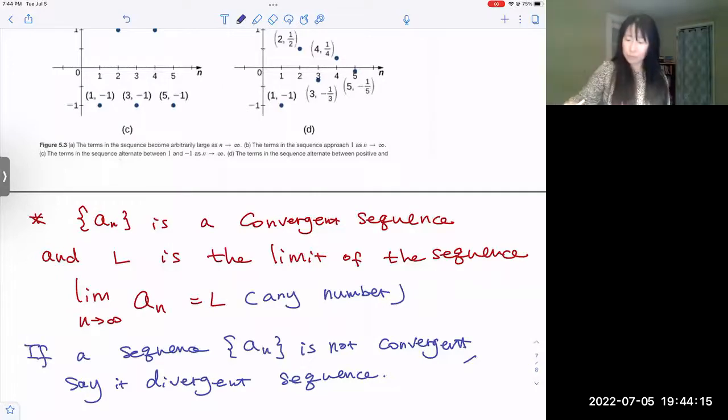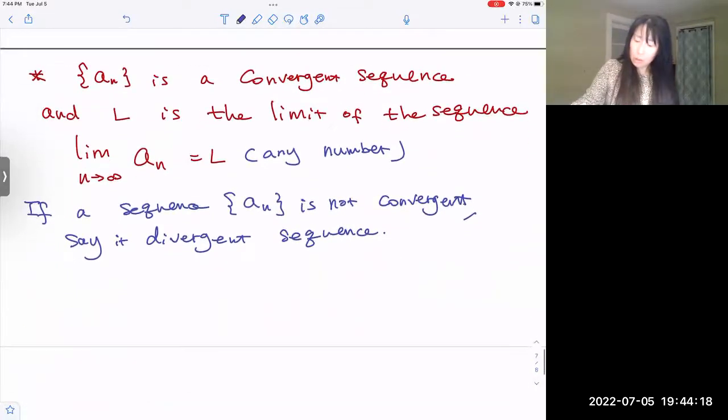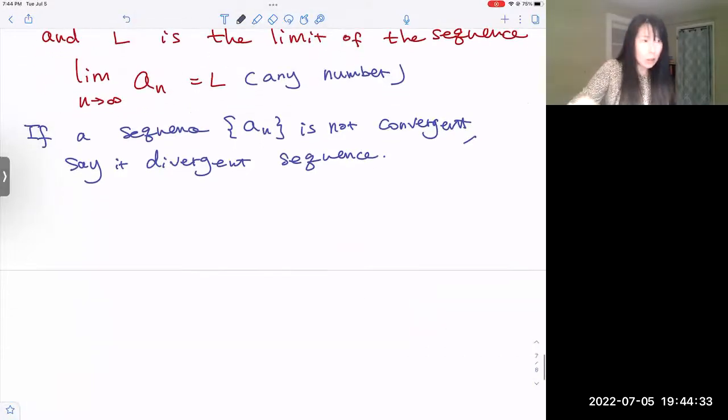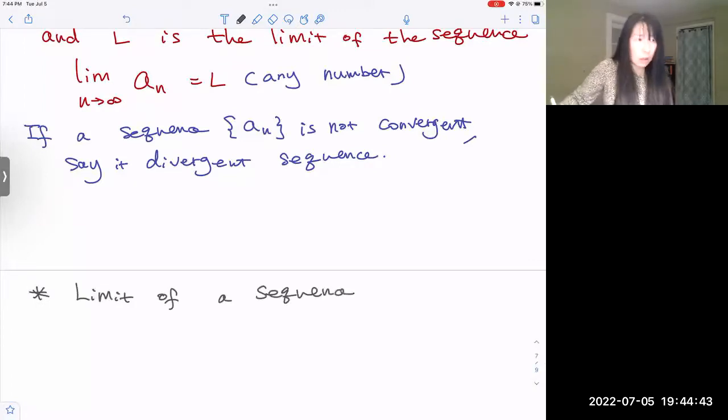Okay, so I said earlier, we can just think about the sequence as a function of the real numbers, even though they say that the domain is the positive integers. So when you talk about the limit, because of this reason, let me write down: the limit of a sequence defined by the function.